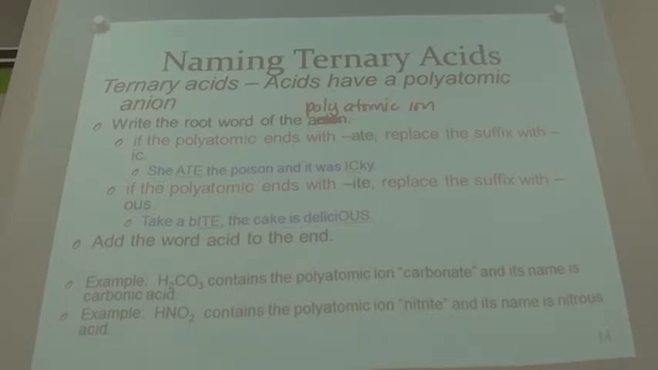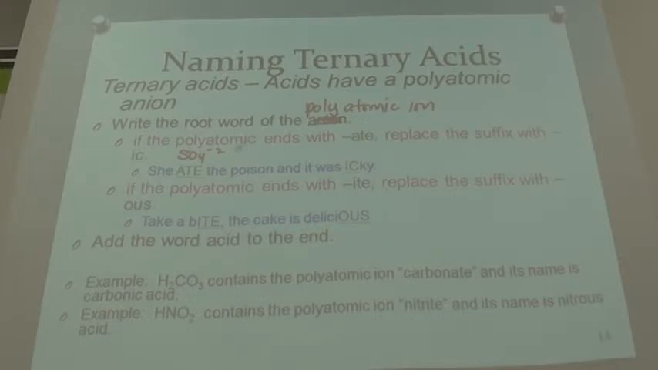So write the root word of the polyatomic ion. If the polyatomic ends in ATE, replace the suffix with IC. Here is a polyatomic ion. Find it on your green sheet of happiness and tell me what the root word would be.